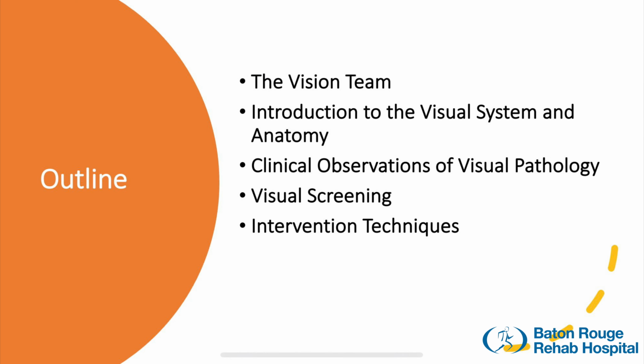We will begin this educational series by first discussing who the visual team is comprised of. We will then review the basic anatomy and function of a normal visual system and the accompanying pathways to understand visual perception. We will also discuss the most common deficits or visual pathology one may encounter while interacting with patients that have sustained an acquired brain injury and understand the functional impacts that visual impairments can have on our patients.